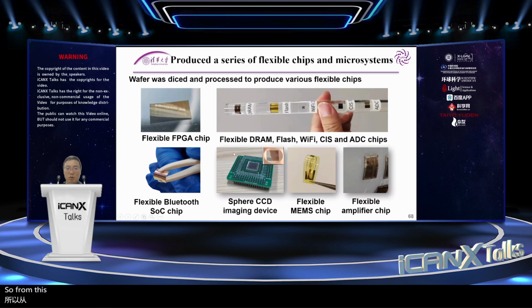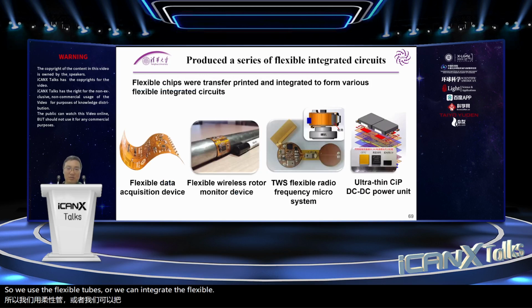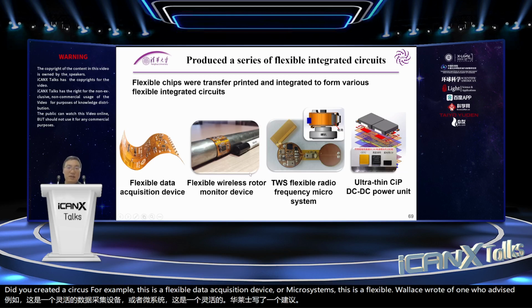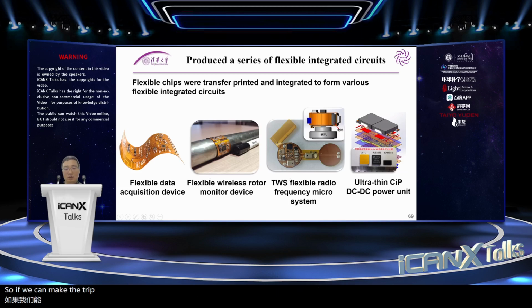From this approach, we can make most chips flexible. We can integrate the flexible chips into a microsystem, or integrate them with other integrated circuits. For example, this is a flexible data acquisition device or microsystem. This is a flexible wireless monitoring device. If we can make the chip flexible, we can make the circuits and the system flexible.